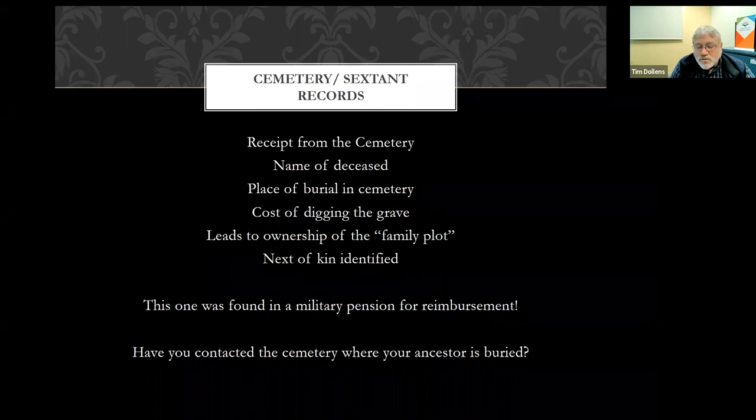A lot of times grandchildren are buried next to grandparents, kids next to parents, and spouses next to their other spouses, and sometimes siblings who never married share the same plot. So these are all clues that are going to help you, especially when you have different surnames, like when a sister gets married or a mother remarries after her first husband dies. These are also found a lot in your military pensions to get reimbursement. This is an example we saw on the previous page.